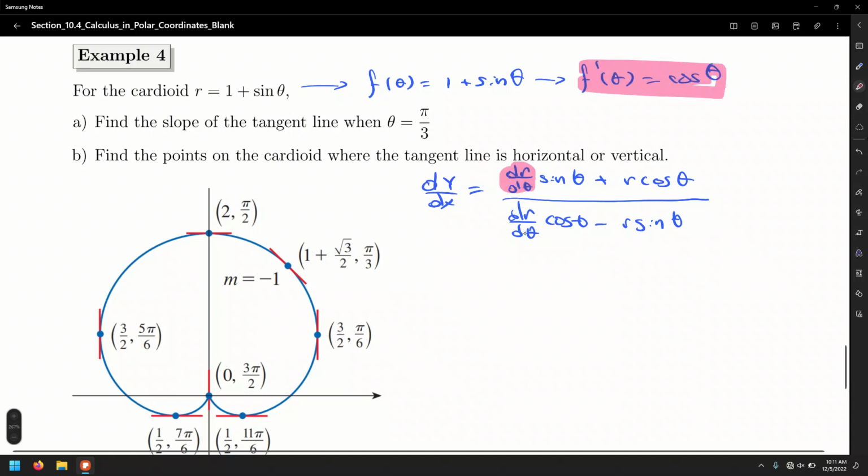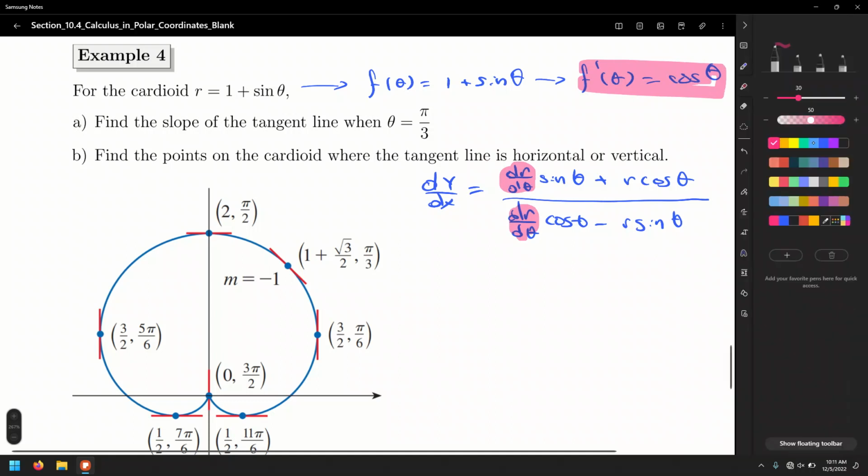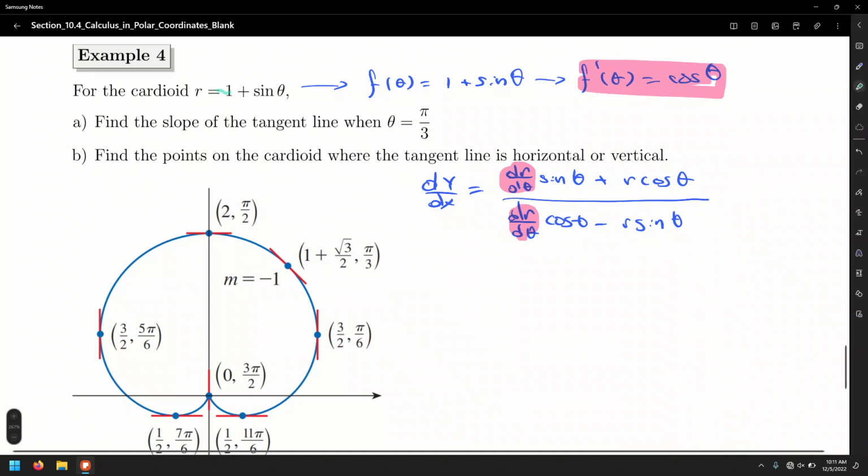and for little r, we will replace it with the original function, that is this r right here, which is essentially the same as f of theta. Just like when we say y equals f of x, in the polar world we say r equals f of theta, right? So let's go ahead and just simplify this. Rather, substitute where it corresponds.